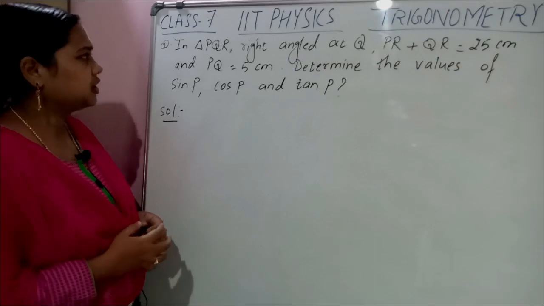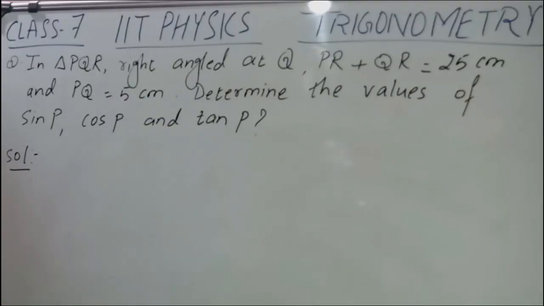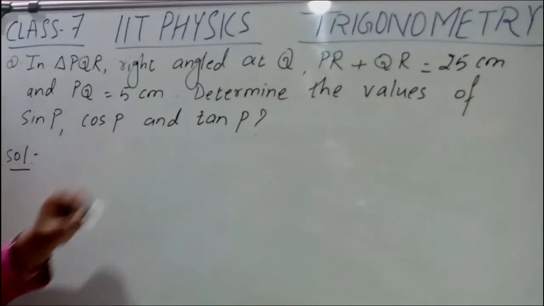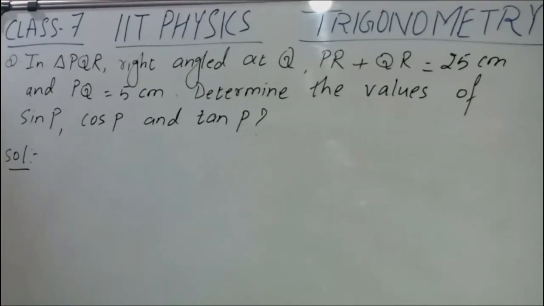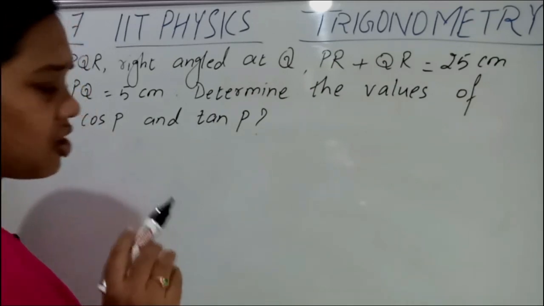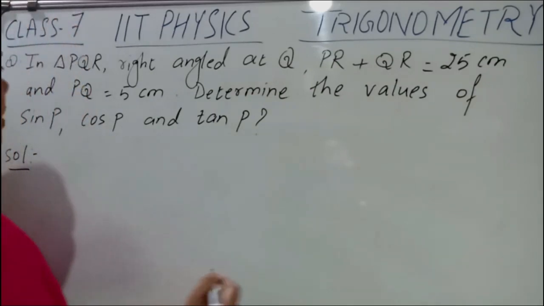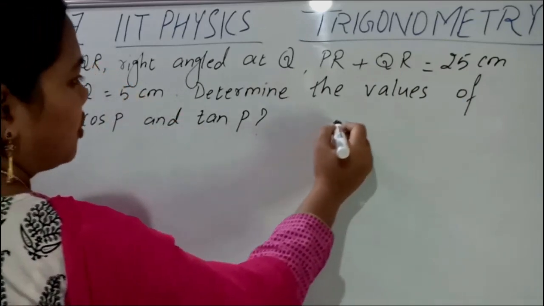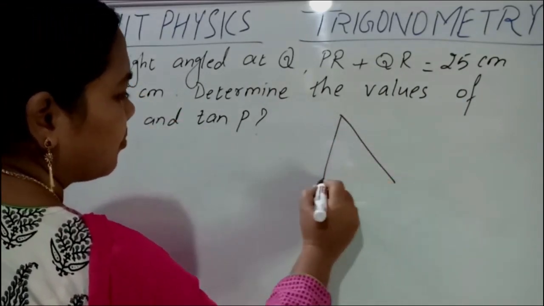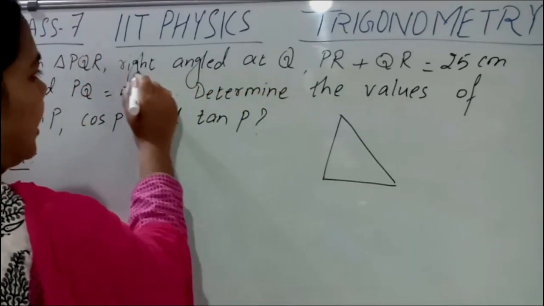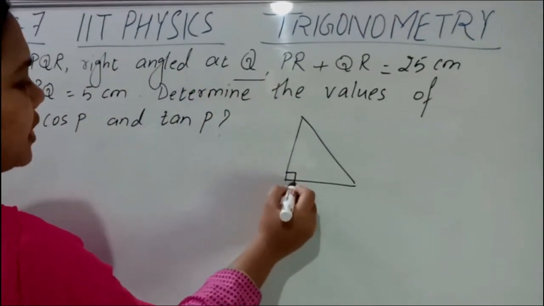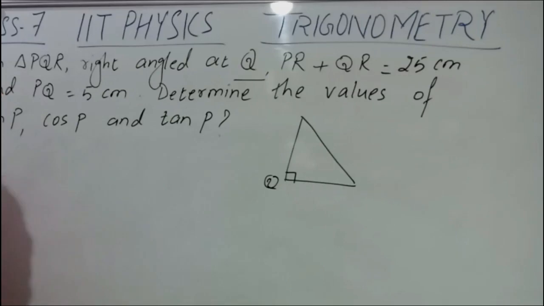See children, the next question is: in triangle PQR, right angle at Q, PR plus QR is equal to 25 centimeters and PQ is given as 5 centimeters. You have to find the values of sin P, cos P and tan P. First of all, you have to draw the triangle, because once you draw it, then only you will get the idea. So draw a right angle triangle PQR, with the right angle at Q.